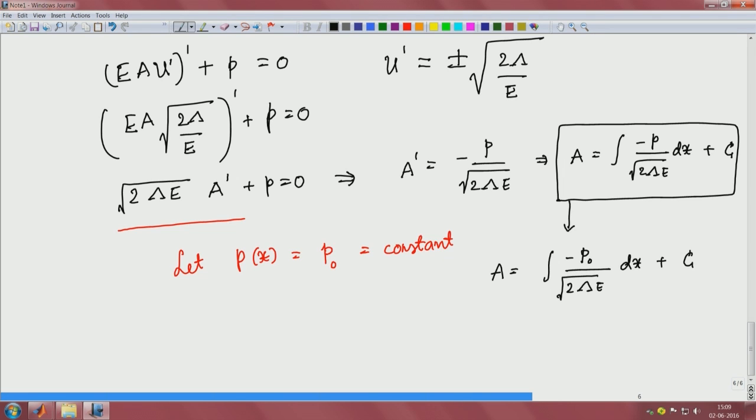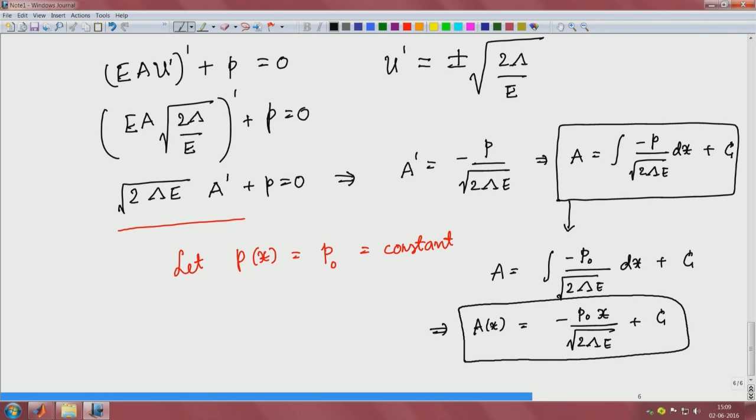Okay. So we can integrate this, right, everything is constant. This implies a of x will be minus p naught x divided by square root of 2 lambda E plus c. That will be our area of cross section, which is a linearly tapering down cross section, because C is just some constant and p naught is constant, that is given to us, and 2 lambda E are constant. We do not know lambda yet, but we can find it. How do we find it? We have the volume constraint for it.